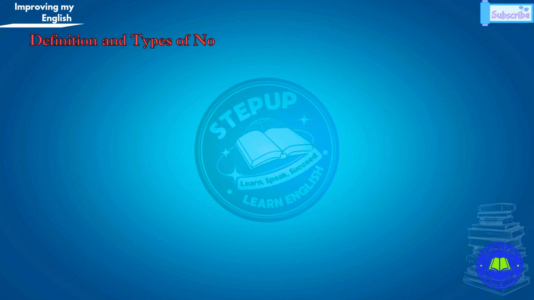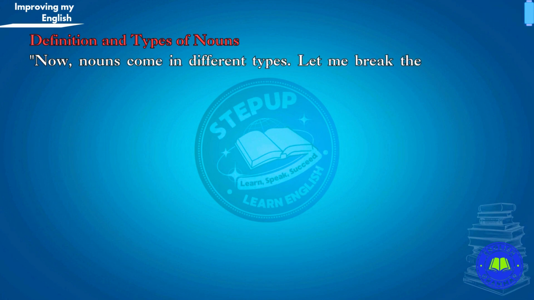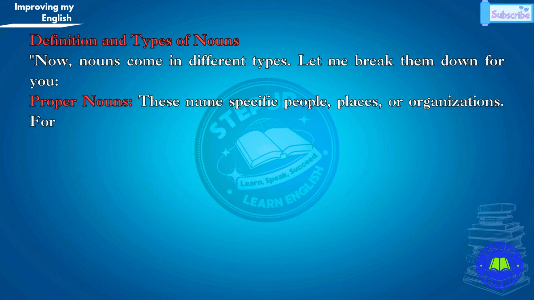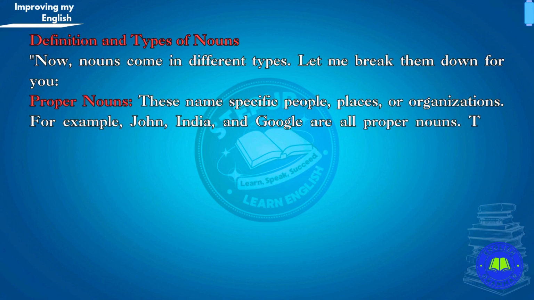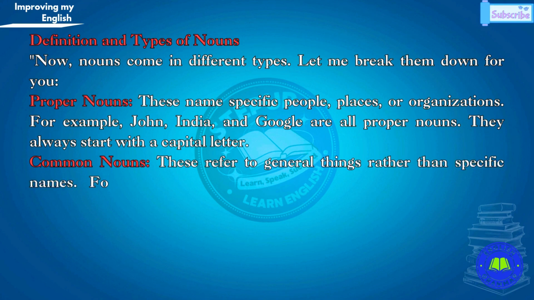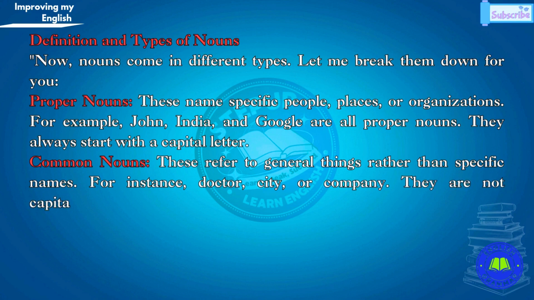Definition and types of nouns. Now, nouns come in different types. Let me break them down for you. Proper nouns. These name specific people, places, or organizations. For example, John, India, and Google are all proper nouns. They always start with a capital letter. Common nouns. These refer to general things rather than specific names. For instance, doctor, city, or company. They are not capitalized unless they start a sentence.